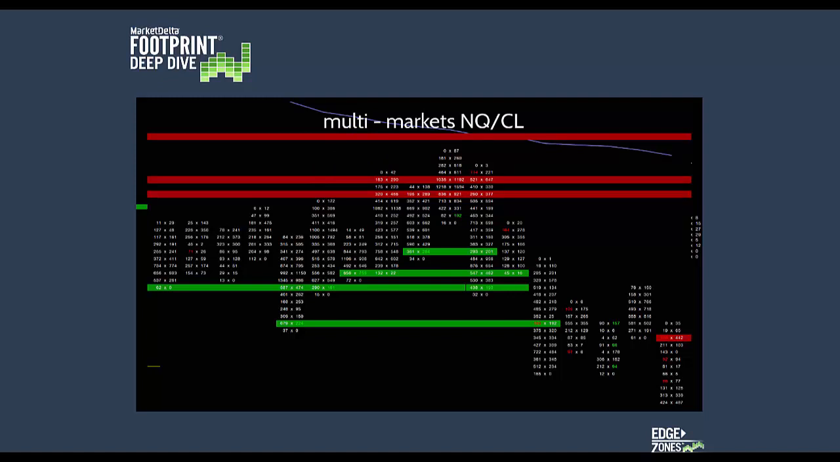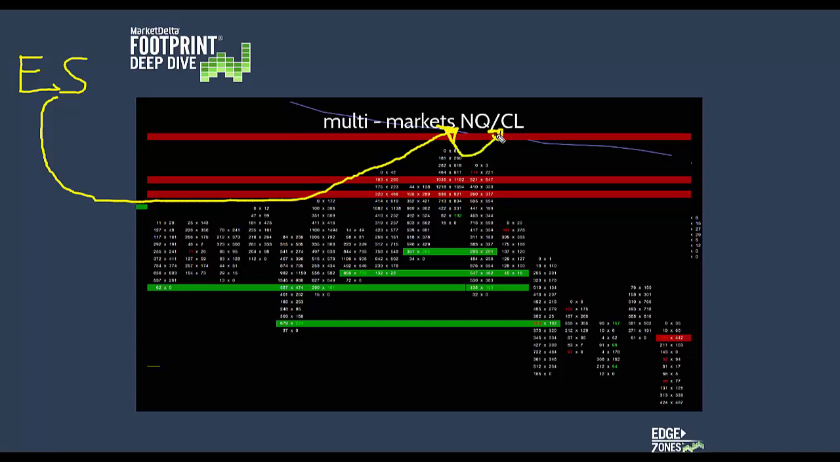There's a lot of ways to build on these edge zones, including confluence between ancillary markets. Let me talk about that for a second. Take your notebook out and write this down. If you're trading the S&P E-minis, wouldn't it make sense to look at the NASDAQ and sometimes crude oil?